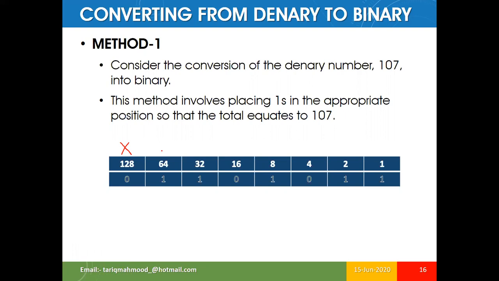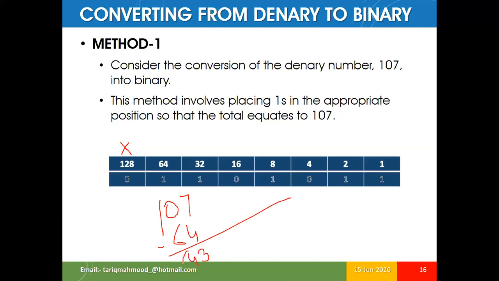This is the number we are converting from denary to binary. If this number can be subtracted from it, then we place 1 over here. So when we place 1 here, we subtract 64 from 107. We have 107 and we subtract 64 from it. What do we get? We get 43.